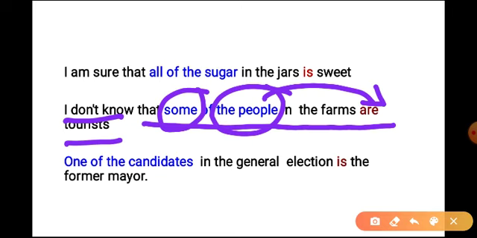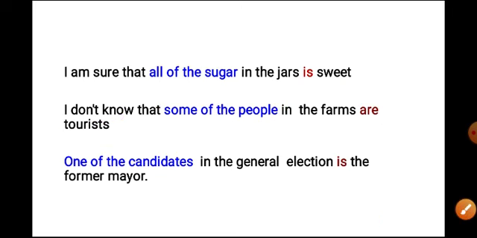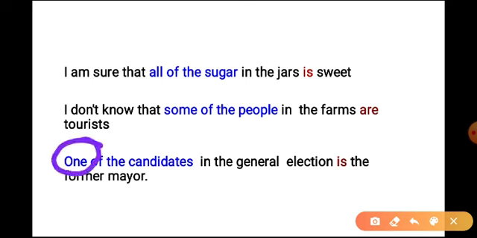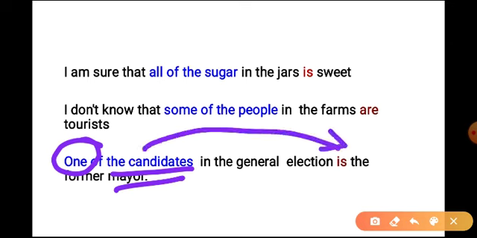Kemudian, be careful. Kalau ada seperti ini, one of the candidates, satu dari candidates, jadi hanya satu di sini. Nah, kemudian candidates-nya banyak, tapi kita merujuk ke satu dari candidates. Jadi, verb-nya adalah is. Oke. One of the candidates in the general election is the former mayor. Be careful dengan penggunaannya.